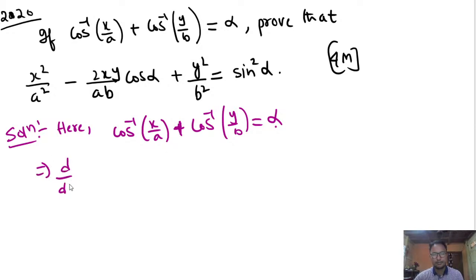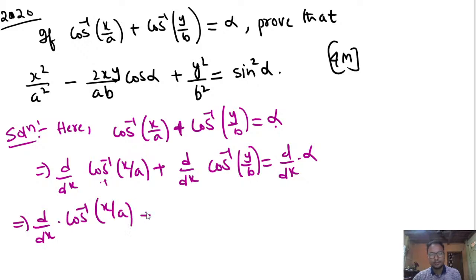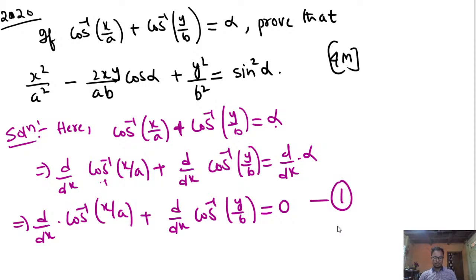So differentiating, d by dx of cos inverse x by a plus d by dx of cos inverse y by b equals d by dx of alpha. We can take u as a variable, u equal to cos inverse x by a. You can use the composition of function or chain rule, that is up to you. So d by dx cos inverse x by a plus d by dx cos inverse y by b equals 0. Let this be equation 1.